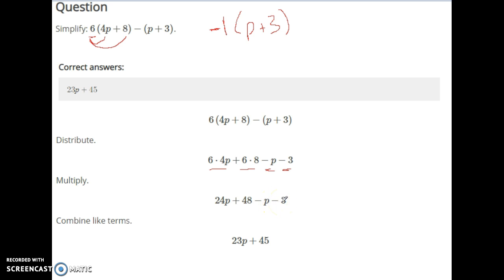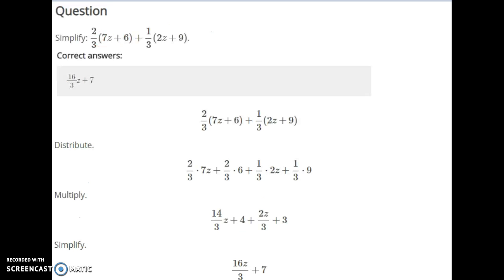So combine the like terms. So the terms with a p can be combined. There's 24 of them, and we're taking 1 away, so we have 23 total. And then the numbers can be combined. So you have 48, and you're minusing 3, so you have 45 total. And then this would be your final solution.